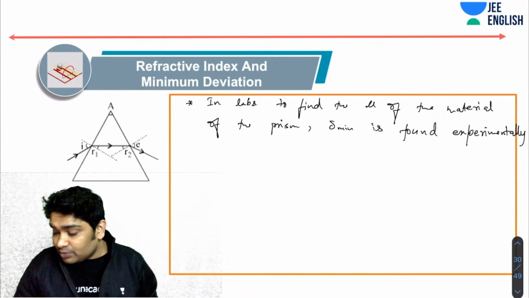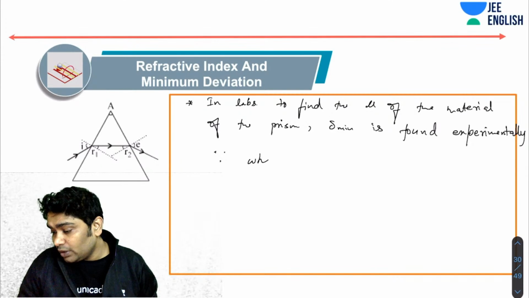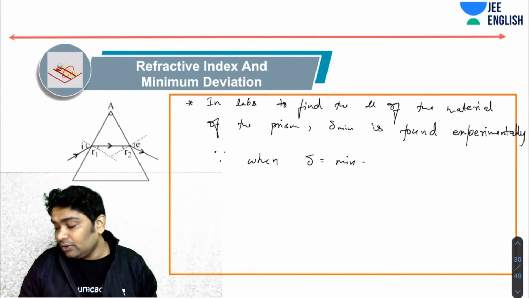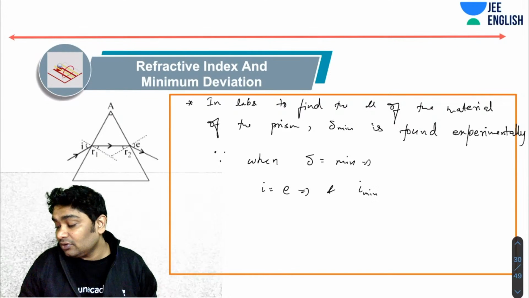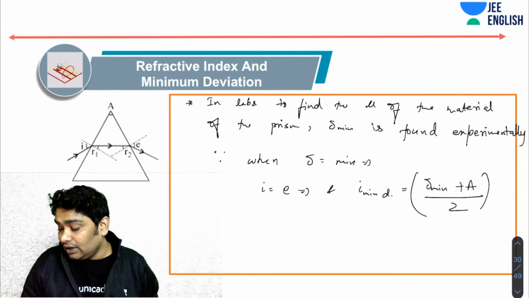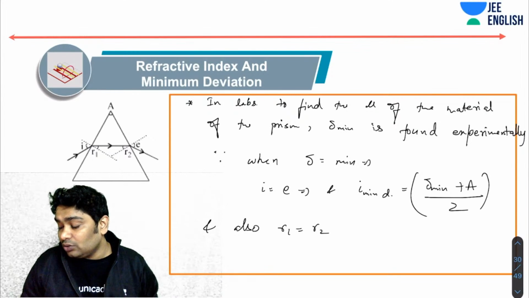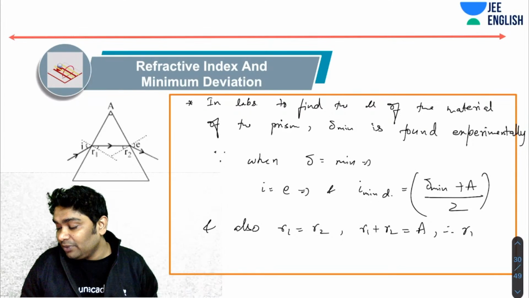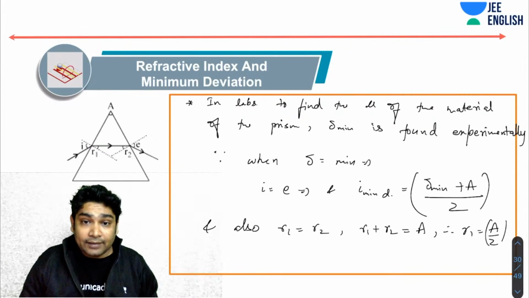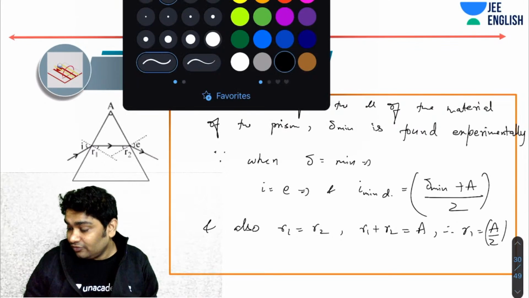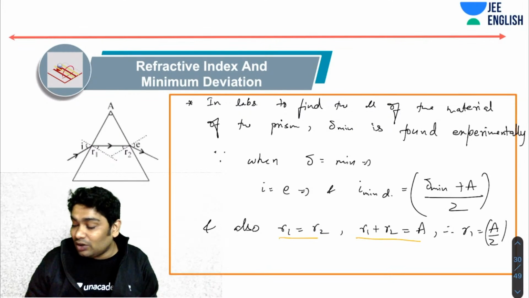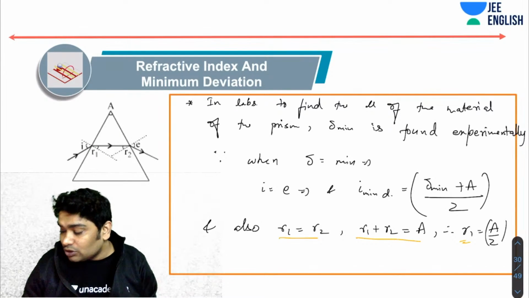So when delta equals minimum, I know I equals E, and I for minimum deviation becomes equal to delta min plus A by 2, which we have already figured out, and also R1 equals R2. So I know R1 plus R2 equals A. Therefore, R1 would be equal to A by 2. We have already established that R1 is equal to R2, so R1 is A by 2, which would be equal to R2 also, of course.